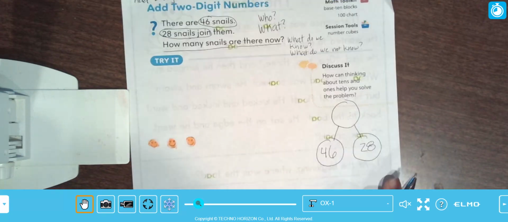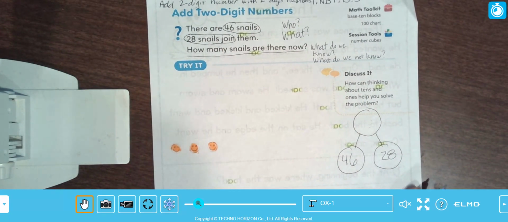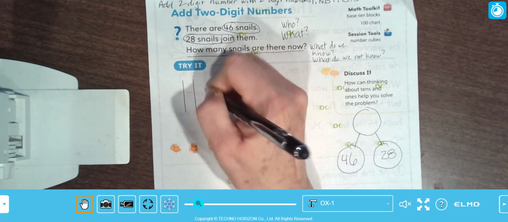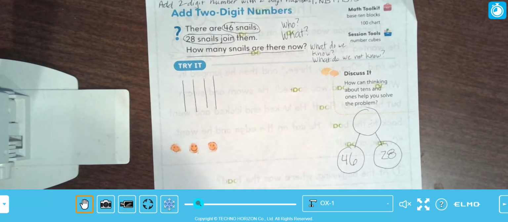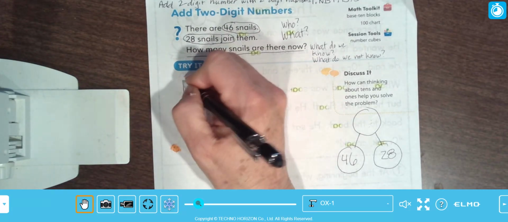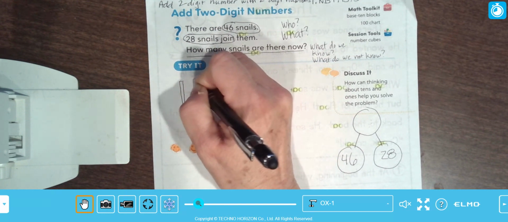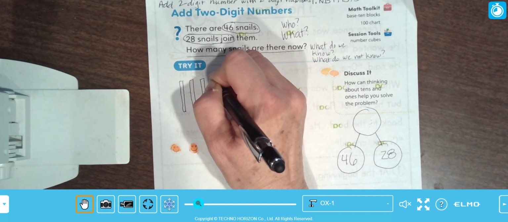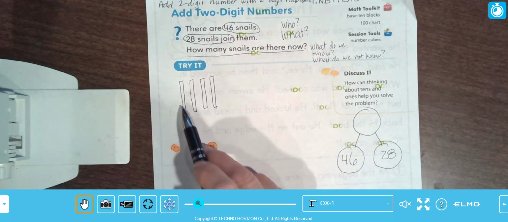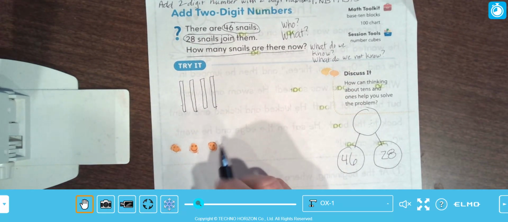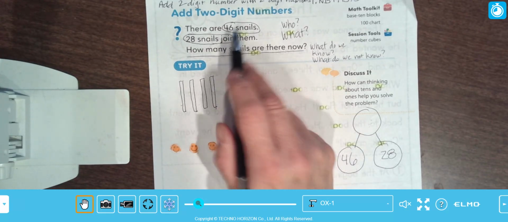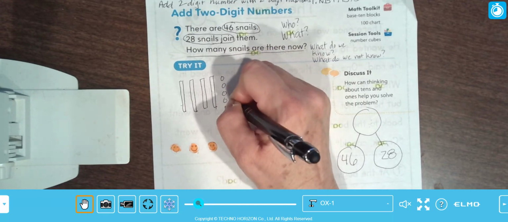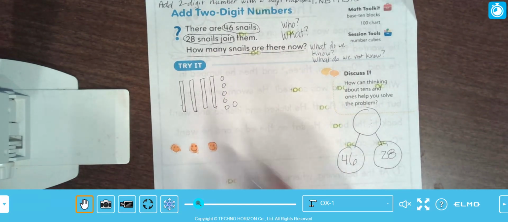Okay, so let's see if we can draw 46. I'm going to draw it using tens and ones. 10, 20, 30, 40. There's 40. These are the 10 sticks, right? You don't have to draw 10 sticks. You could just draw lines. It works okay with lines, but I'm going to draw the sticks so that you know these are the sticks. And then the ones: 1, 2, 3, 4, 5, 6. So here's 46. Go ahead and draw that.